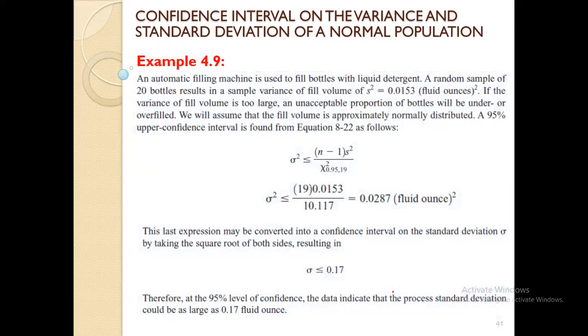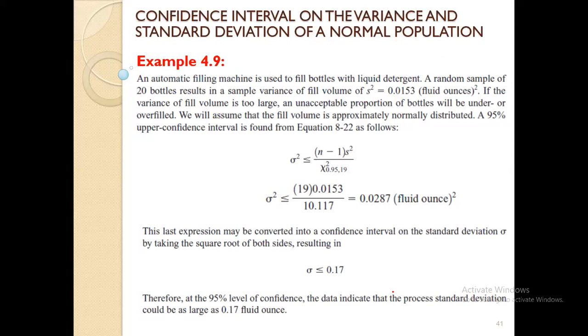Like for this example, we consider the automatic filling machine. We use it to fill some liquid detergent in the bottle. I think you know the detergent. It's some chemical for cleaning. Cleaning equipment, cleaning the human body also, right? From soap, from laundry, a lot of the chemicals for detergent are for cleaning.